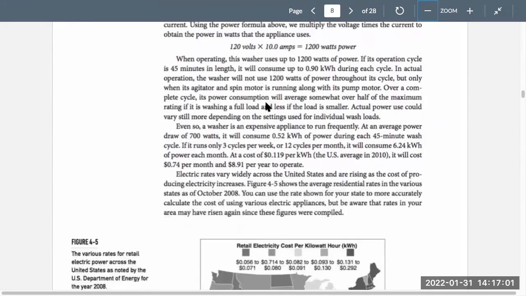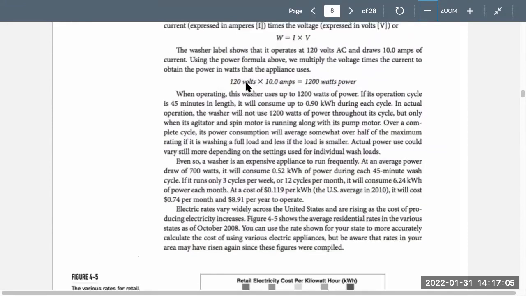This section here just talks about how it's not as accurate to go off of the nameplate 120 volts times 10 amps, because a washing machine has different cycles. So that's where you'd want to measure it with a clamp-on meter or a special type of kilowatt meter that can handle that type of power.